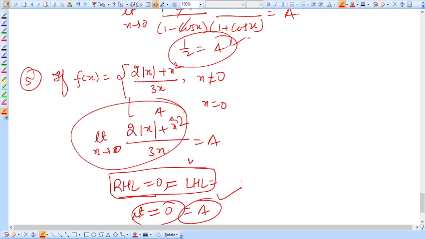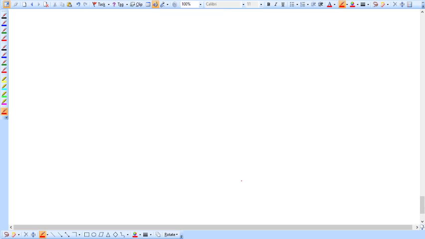Now I wanted to take a very special problem on this concept, right? In which we have to find out two values of two parameters. Okay, so let us take one more problem. Okay, one last problem, problem 6.